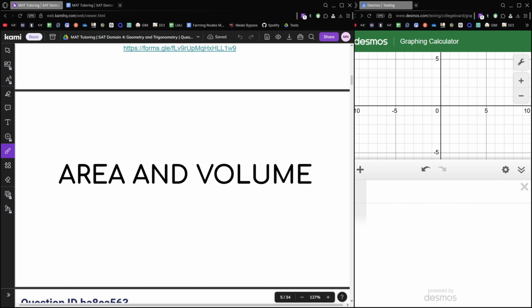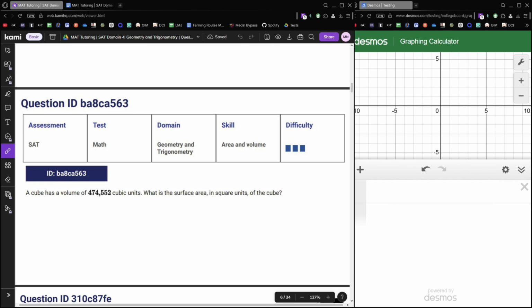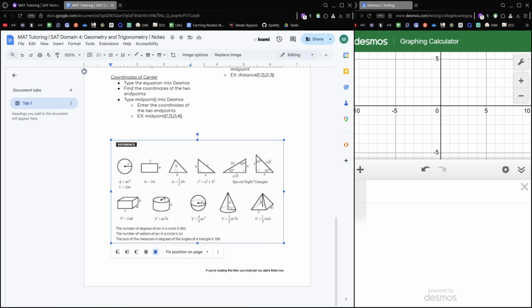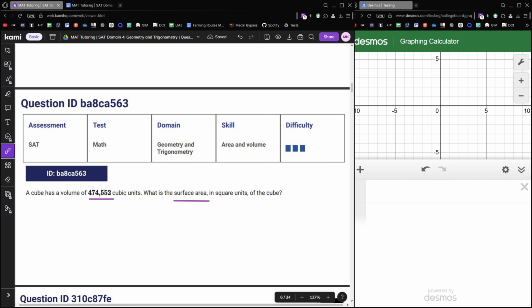Here we go with our first topic and question. They give us the volume of a cube, and they want us to find the surface area. Real quick, let's look at our notes. At the very bottom, you'll have this reference sheet, and this exact reference sheet will also be on the SAT. If you look at the bottom left, that's the volume of a rectangular prism, the formula for it. We know that in a cube, the length, width, and height are all equal, so really, the volume of a cube would just be a side length cubed.